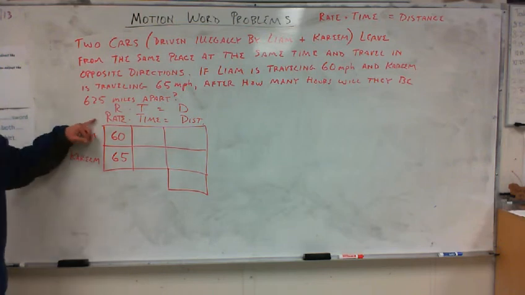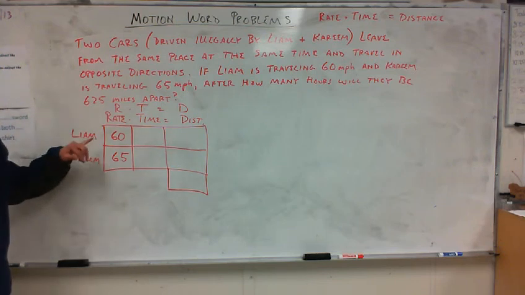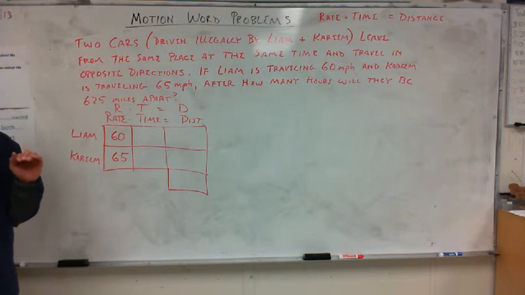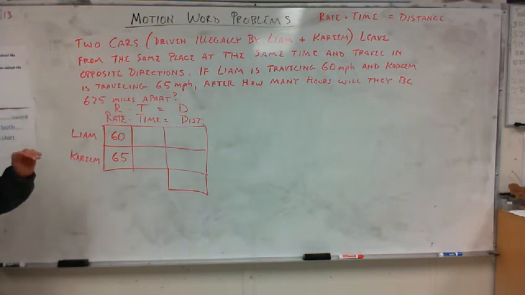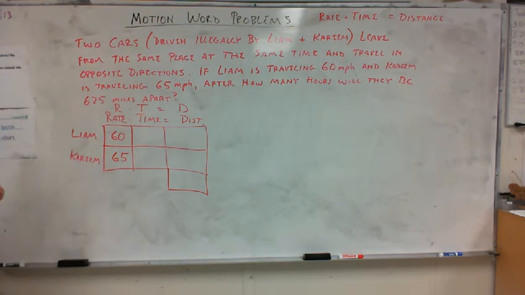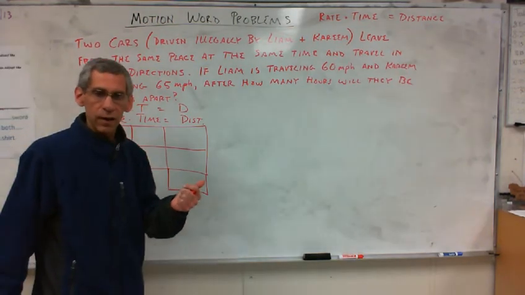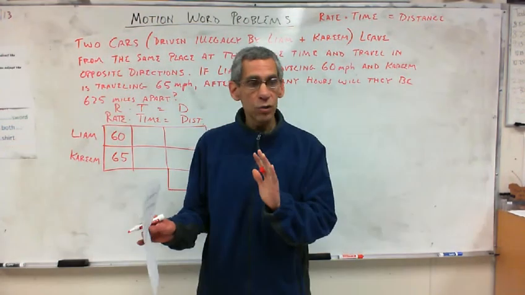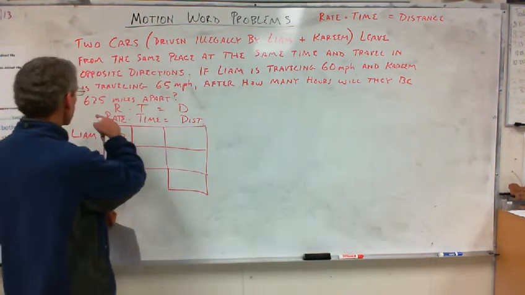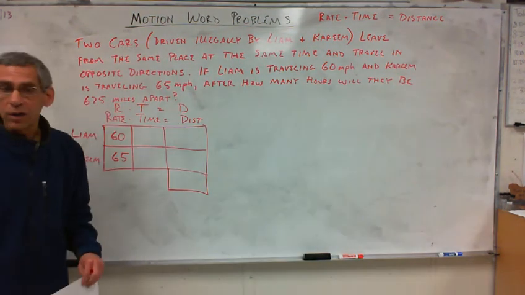So we figured out the rate, right? So this is where it gets tricky. This is where you have to use some logic. Do we know the time? No. Now they left at the same time, right? So the clock started ticking as soon as they left. And the question is, where's the question? After how many hours will they be 625 miles apart?